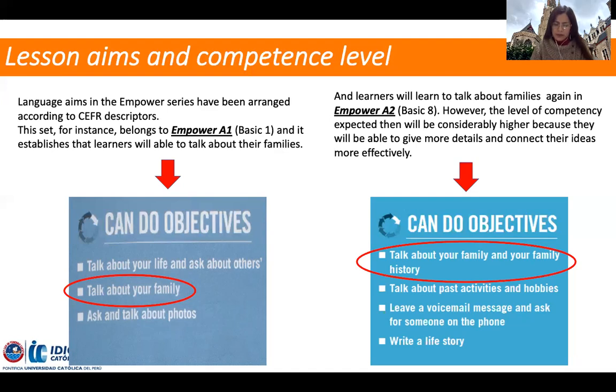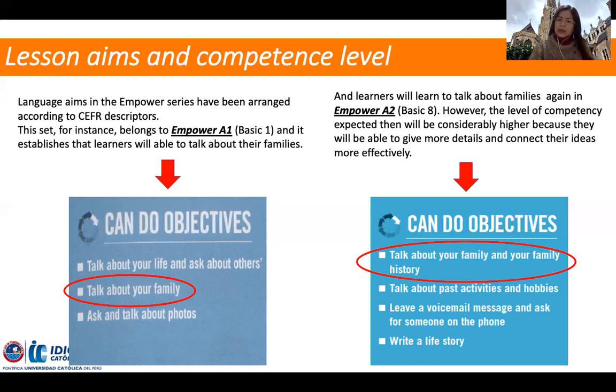So, for instance, if in a Basic 1, we have to assess students in the objective of talk about your family, what we do expect from our students is to say, okay, I have one brother, I have one sister, my mother's name is Rosa, my father's name is Pedro, my mother is 50 years old, and my father is 60 years old. Okay, with that, definitely a Basic 1 student will get a 4, with some pronunciation issues because of the level.